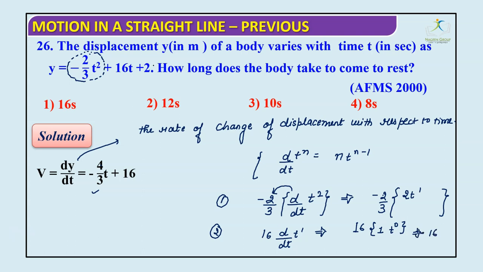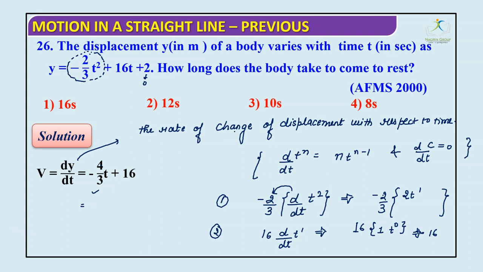And the differentiation of a constant term is always 0. So this term 2 will be 0. Now the final result comes, v is equals to minus 4 by 3 times t plus 16.